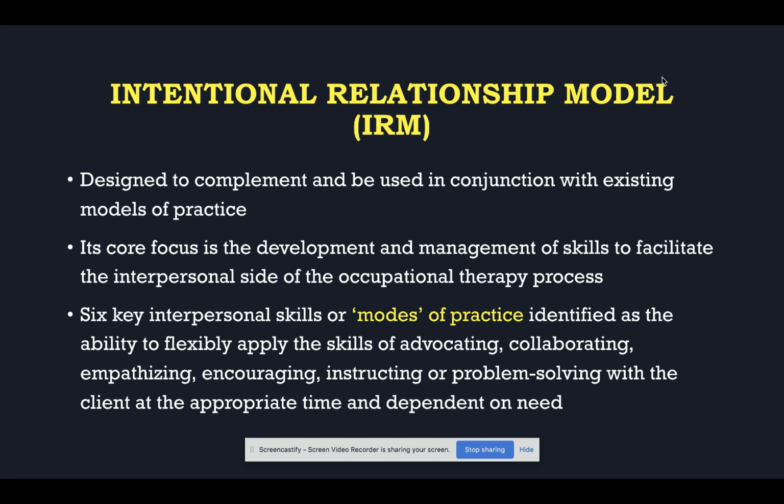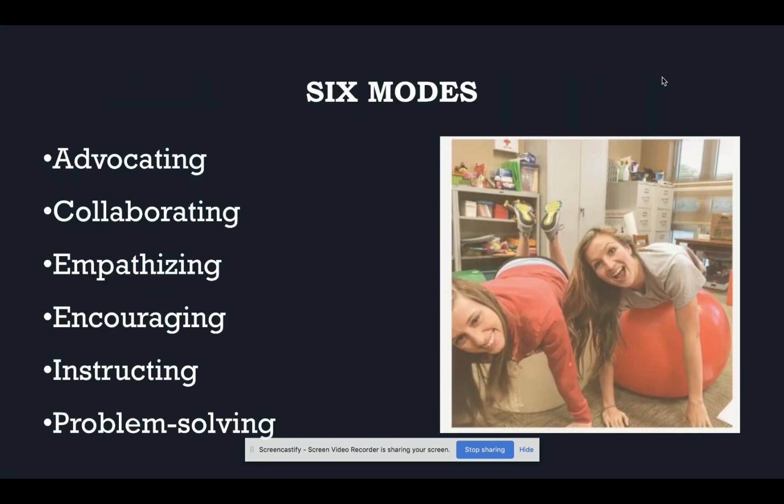There are 6 key interpersonal skills or modes of practice that we identify when working with our client. And we're going to go over each one of them now. So the 6 modes. The first one is advocating. So when we look at advocating, this is really how an OT ensures that the client knows what his or her rights are. The OT also educates the client on resources and helps to identify supports within that client's environment.